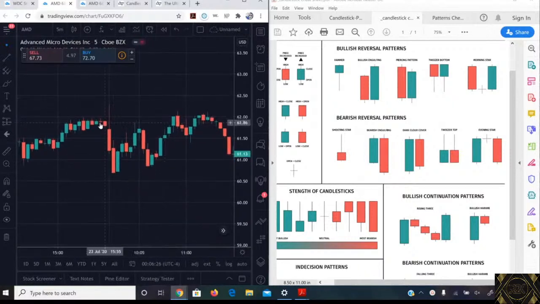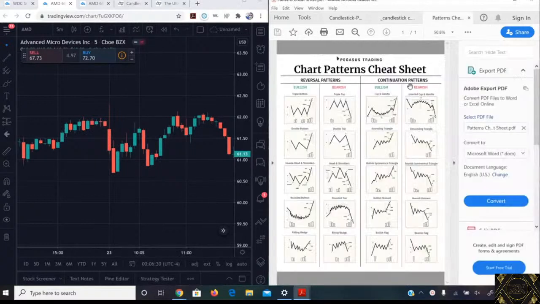Now, you can see here we had a nice double bottom form. If we're looking at the patterns cheat sheet, this is what a double bottom looks like. You can see it's a bullish pattern. Now, what do you want to look at with this pattern? I see a lot of people get mixed up with these. They see a double bottom, and they go in on calls right here.